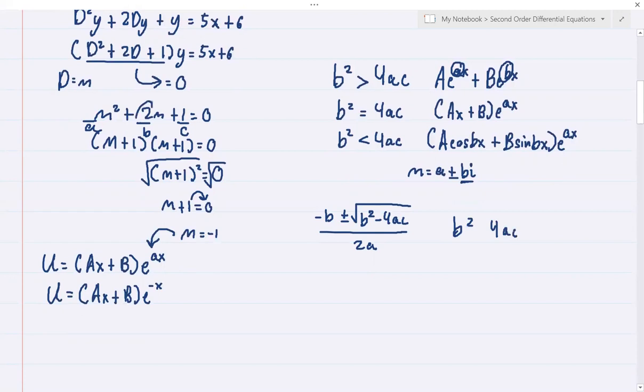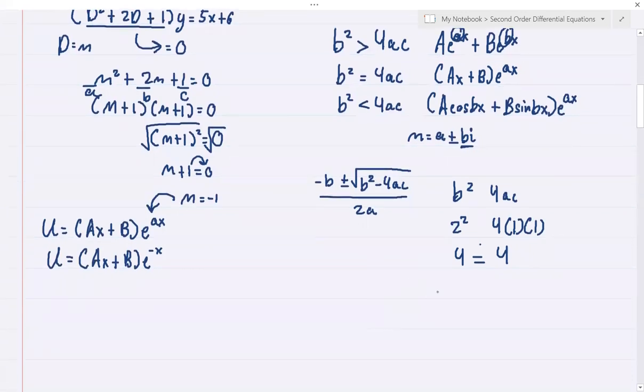So according here, your b is 2. So we will have 2 squared. Then here, 4 times your 1, which is your a. Then your c is also 1. So we have 4 times 1 times 1. So 2 squared is 4, and 4 times 1 is equal to 4. And as you can see, they are both the same. And since they are both the same, then we will use this as your u function. So therefore, your u function is quantity ax plus b times e raised to small ax.